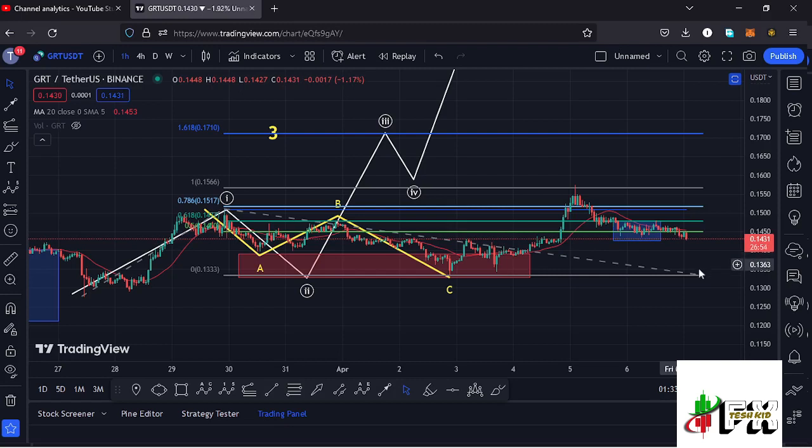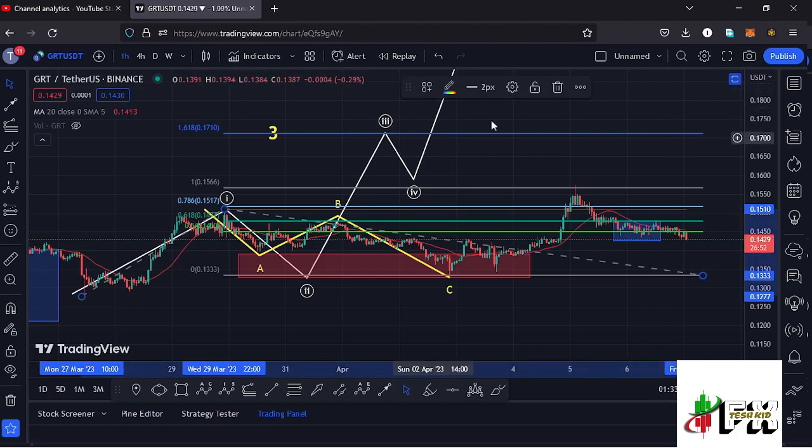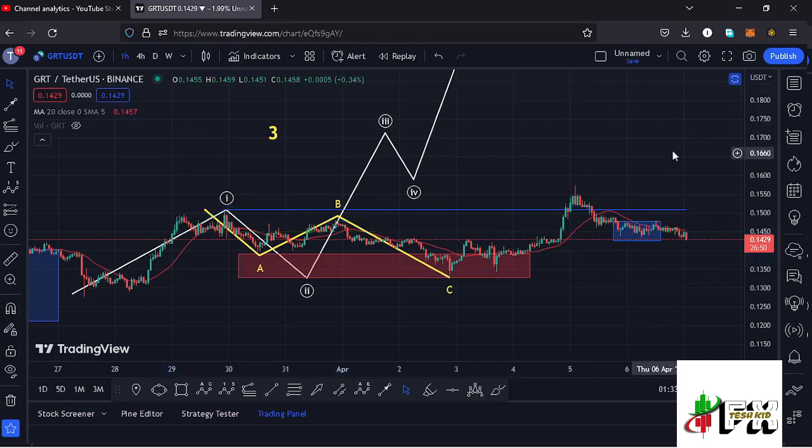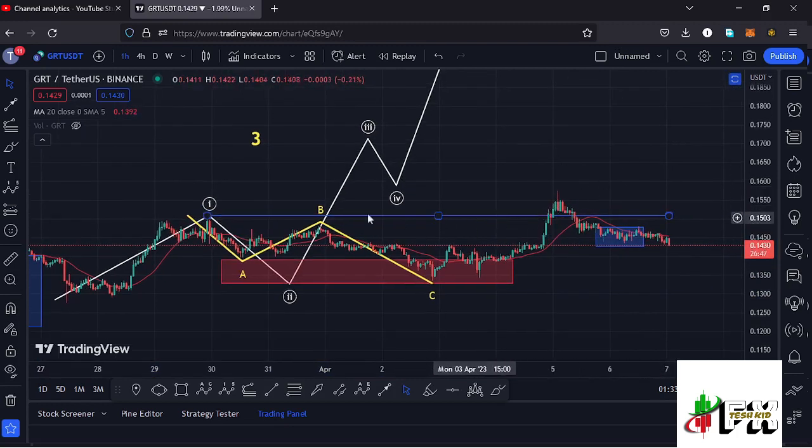And there are high chances that we are going to continue gearing up until we fully maximize that target area and also get a break above the wave 1 high at around the $0.1509 mark, which will be the first confirmation that whatever we are seeing is the formation of that wave 3.